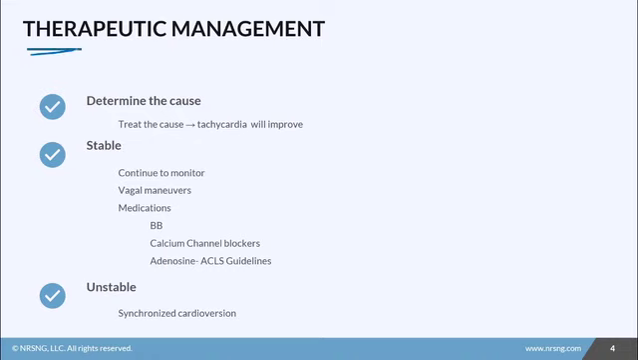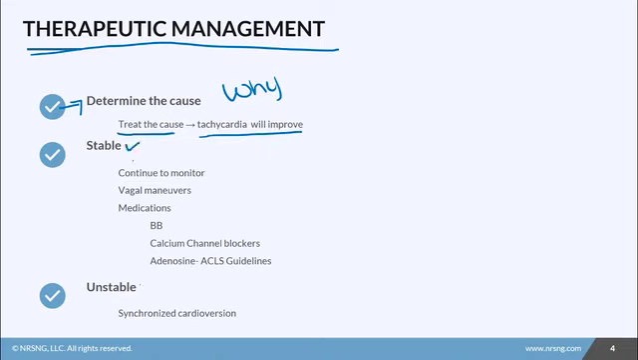So therapeutic management for tachycardia. Most important thing you got to do is determine the cause. Again, if you can find out why they are tachycardic, you can treat that, and then the tachycardia will improve. Find out if they are stable or unstable. If they are stable, great, continue to monitor them.